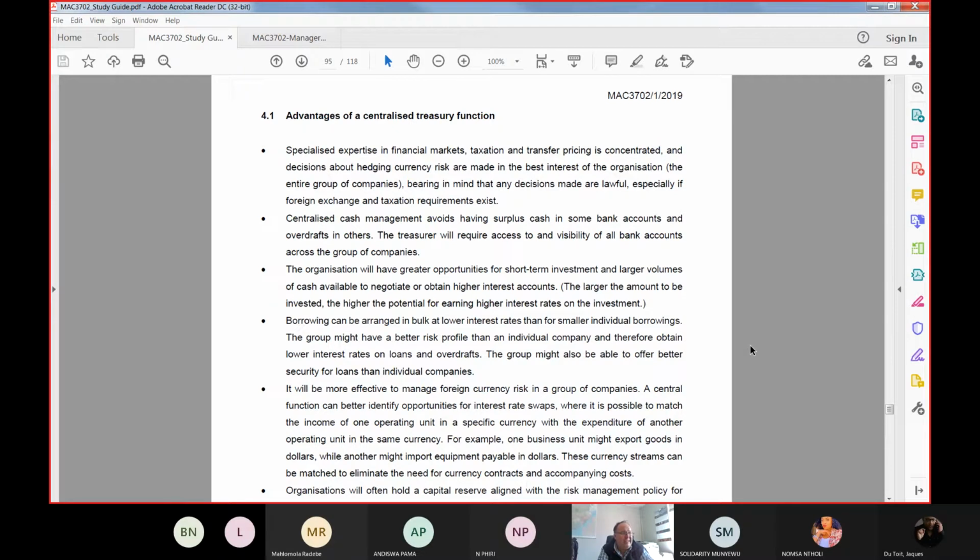Number 2, centralized cash management avoids having surplus cash in some banks and overdraft in others. Hence the reason I just brought up the example of me having funds in my own company here in South Africa, and then the main company in Switzerland said, no, you have to transfer this money out right now. We require it for buying that. All the money is basically controlled by them, not by us.